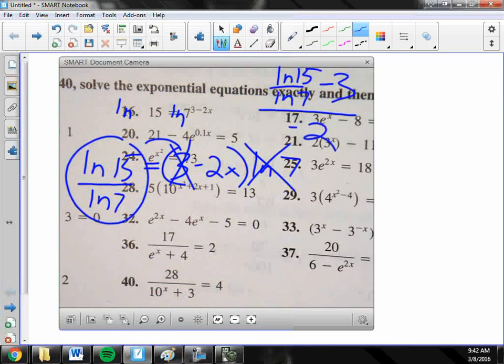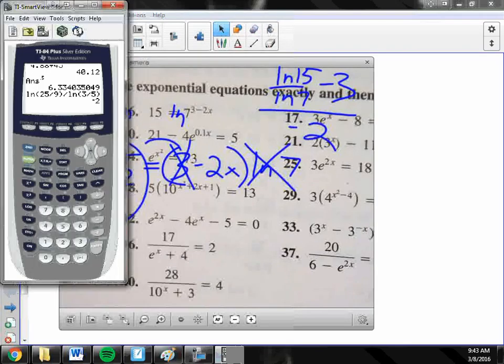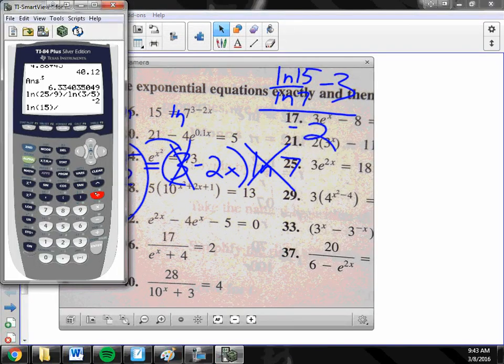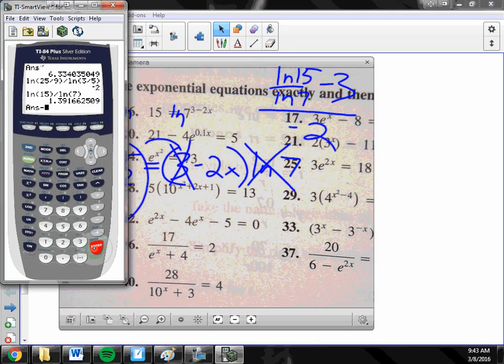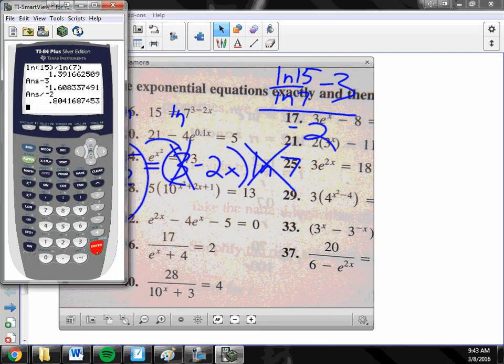Now, we could manipulate it to make it look nicer, but on a final test, that will count as an exact answer. If you try to simplify it and make a mistake, then I'll have to mark it wrong. So you'd want to leave it there, and then calculate the approximate. So the ln of 15 divided by the ln of 7, subtract 3, and then divide by negative 2. So 0.8 is the approximate answer.